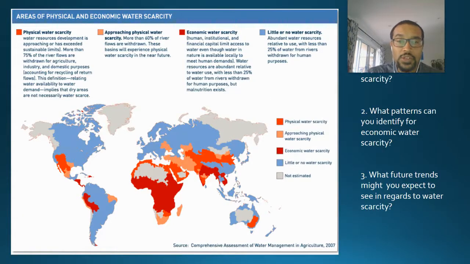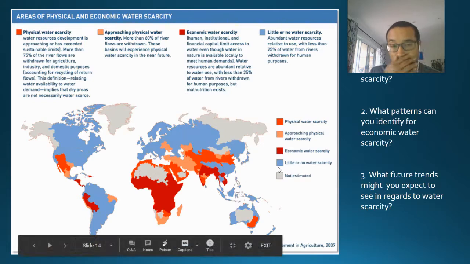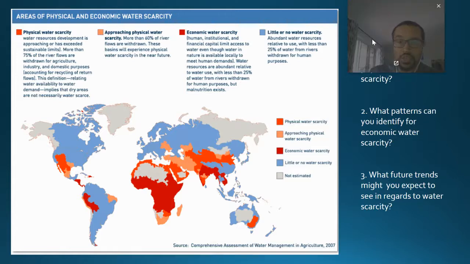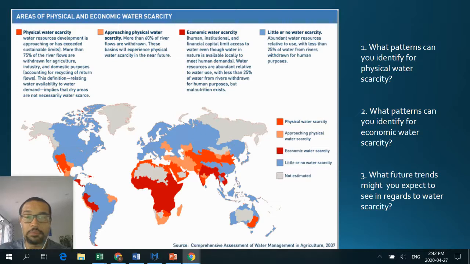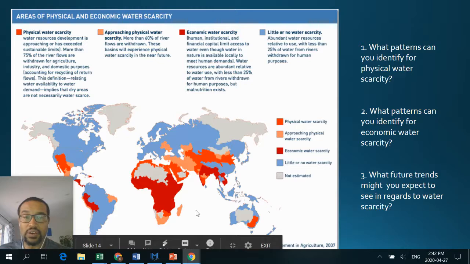Here's another map. So this map shows both physical and economic water scarcity. You have to take a look at the legend here. And the orange areas are areas where we have physical scarcity. The red areas here are areas where we have economic scarcity. And sometimes the two, as I say, kind of go hand in hand. So I'm just going to move this out of the way a little bit here. Maybe over here. So economic scarcity, you can see that same sub-Saharan African region that we talked about before.